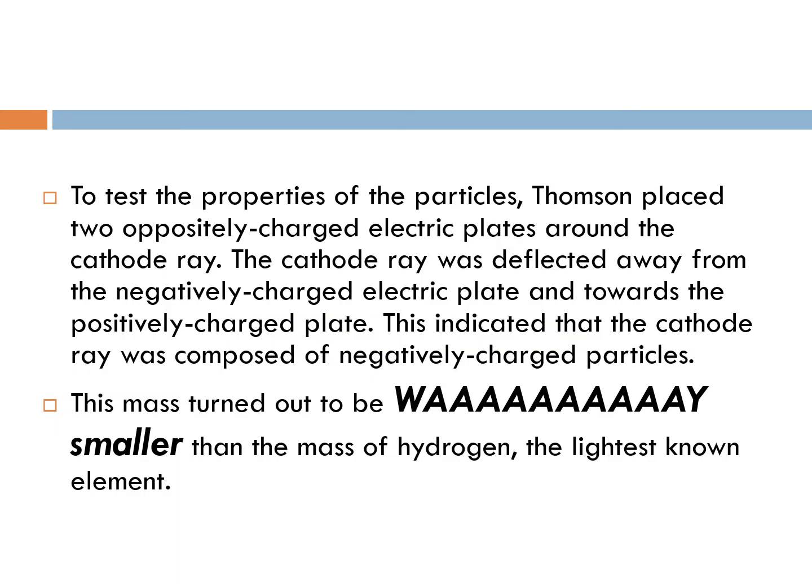So to test the properties of the particles, what he eventually found in his test was that the cathode ray was deflected away from the negatively charged electrical plate and towards the positively charged plate. This told him that the cathode ray was composed of negatively charged particles, electrons. The mass turned out to be smaller than the mass of hydrogen, which was known at the time. So that means that there was something smaller than hydrogen, than an element, in these particles.